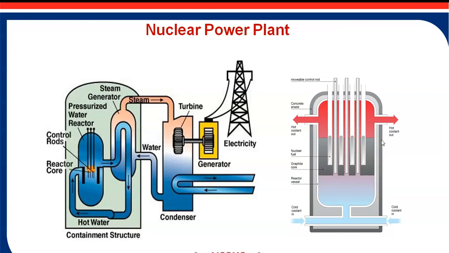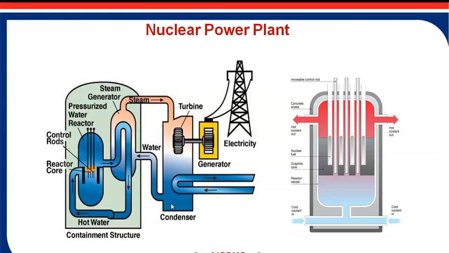Now these are the different components. If you look at this schematic diagram, this is the nuclear reactor. Next is the heat exchanger and steam turbine. Then the generator, condenser, feed pump, cooling tower, and condenser water circulating pump.